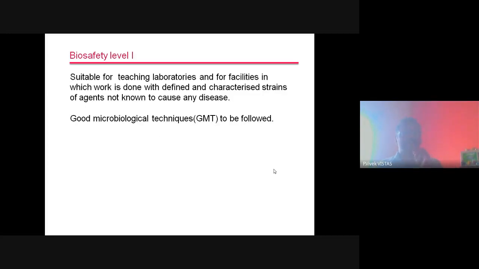So what is biosafety level 1? It is suitable for teaching laboratories and for facilities in which work is done with defined and characterized strains of agents not known to cause any disease. In that condition, we have to follow good microbiological techniques. This is the biosafety level in which we are working now.